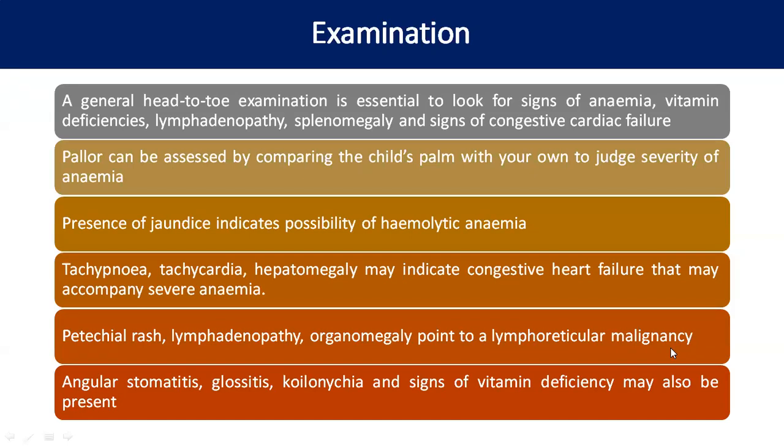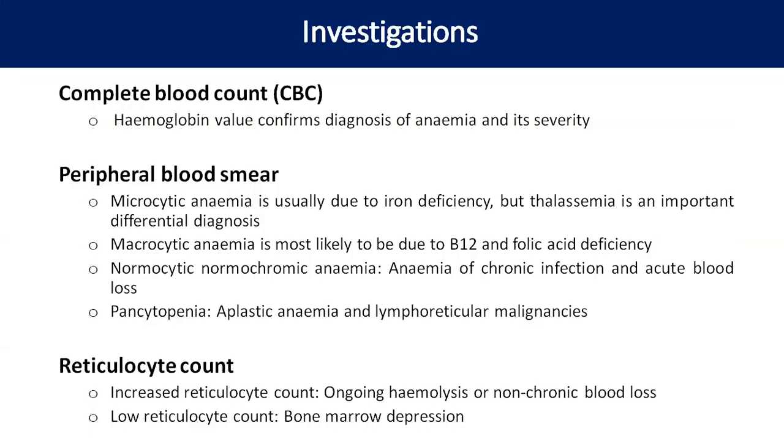How to investigate a patient with anemia? First and foremost is to send a CBC, where one should look at all the cell lines, and a low Hb suggests anemia and its severity. A peripheral blood smear needs to be sent. It is a must, an easily available investigation. Microcytic anemia is usually because of iron deficiency, but the presence of thalassemia is an important differential diagnosis.